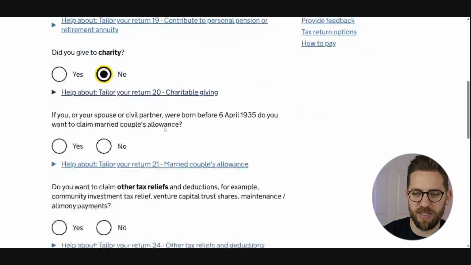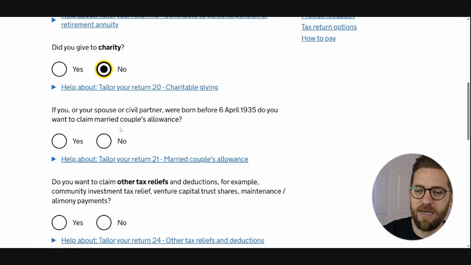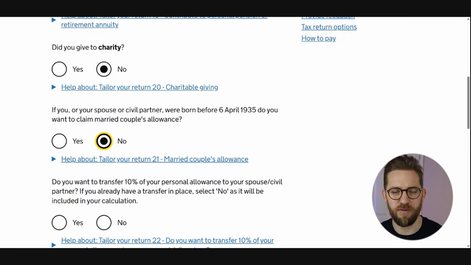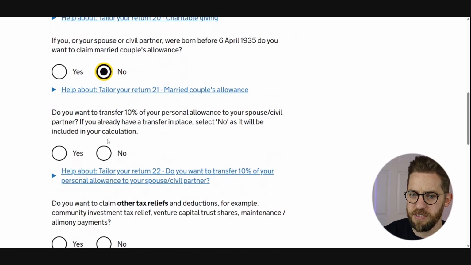I didn't give any money to charity. Similar kind of situation. Higher rate taxpayers and additional rate taxpayers can potentially get additional tax relief if they're giving money to charity. And did you or your spouse or civil partner, if you were born before 6th of April 1935, want to claim the married couples allowance? I'll say no. You'd have to be 80 odd years old, I think, to be able to claim that one. So it's quite unlikely if you're watching this video.